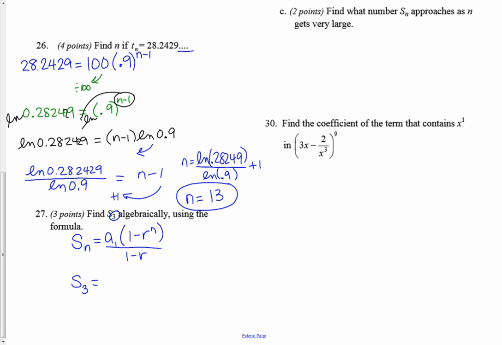A sub 1 is the first term. The first term in this one for me, if I look back up at the top, was 100. Then I have 1 minus my common ratio. For this one, I'd probably use 0.9 because I'd rather type a decimal into my calculator. And that's to the third power. And all of this is divided by 1 minus my 0.9. All right, so the biggest problem you guys have with this is honestly typing it into your calculator.